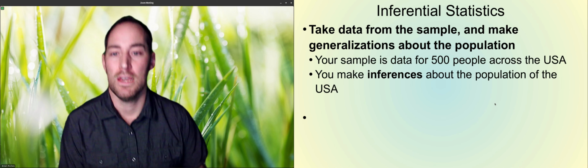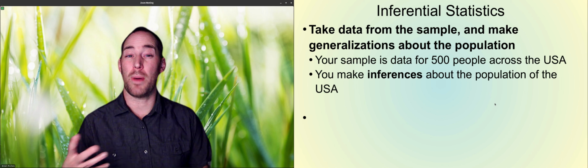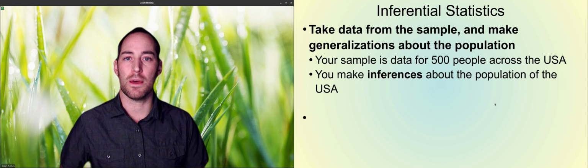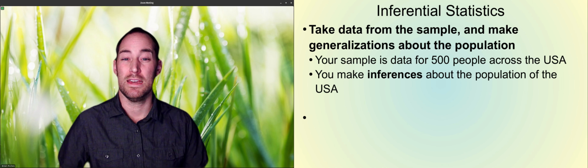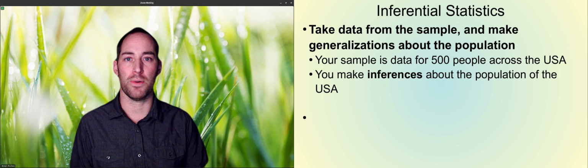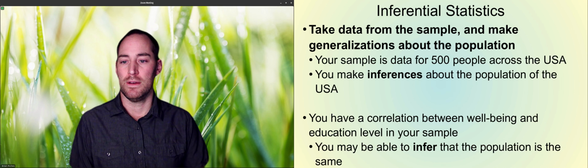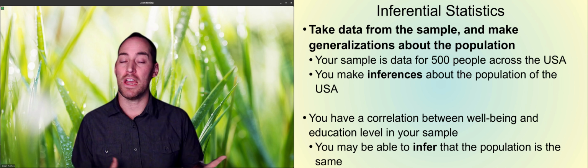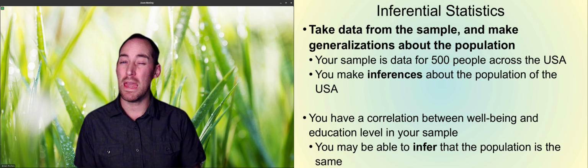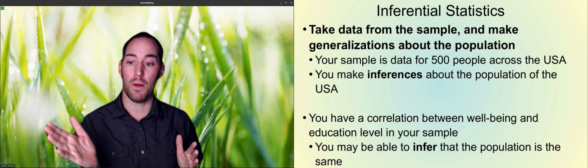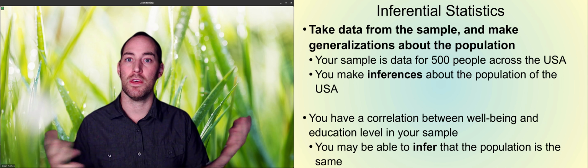So if your sample is from data from about 500 people across the US, you can probably make some inferences about the population of the United States. If it's 50 people, you probably can't. That's too few people, not enough differences. So let's say you have a correlation between well-being and education in your sample. You may be able to infer that there is a relationship between well-being and education in the population.